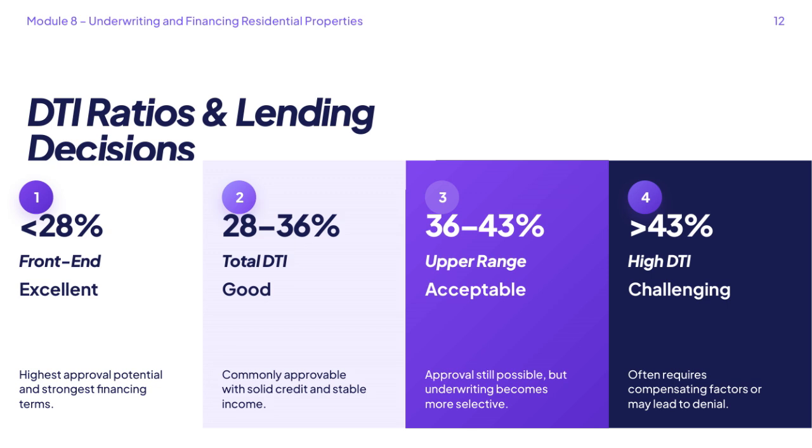Finally, if the DTI exceeds 43%, it falls into the high range. This situation is challenging for borrowers. Often, lenders require compensating factors, and the loan may be denied if those aren't present. Understanding these DTI categories helps clarify how lenders assess risk and determine loan approvals.